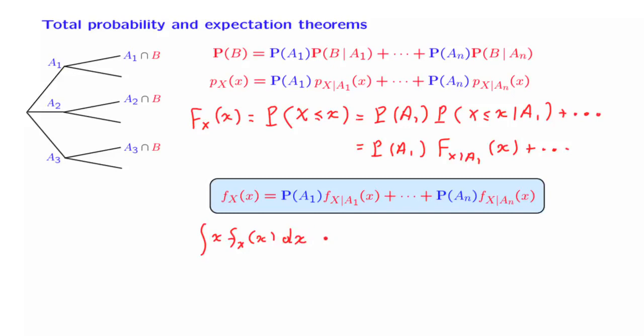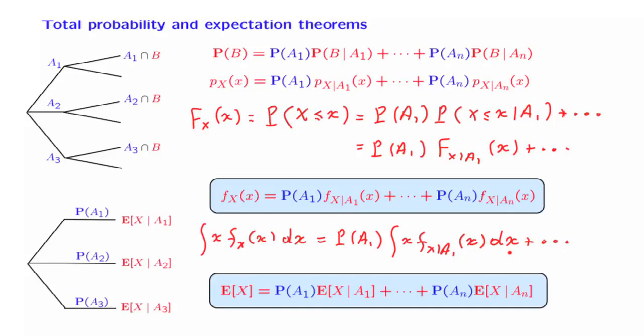We do this on the left-hand side and similarly on the right-hand side to obtain a term of this form. And we have similar terms corresponding to the other scenarios. What do we have here? On the left-hand side, we have the expected value of x. On the right-hand side, we have this probability multiplied by the conditional expectation of x, given that scenario A1 has occurred. And so we obtain a version of the total expectation theorem.